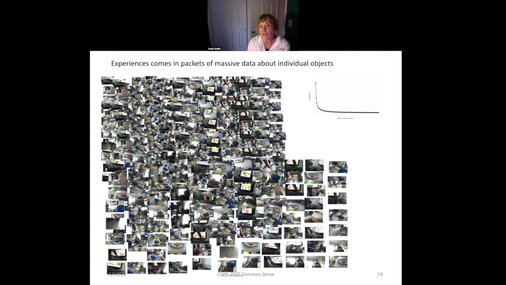And this is probably not unusual. What do you think some toddlers' view of their own shoes looks like in a day, or their teddy bear or blankie, or their mother? Massive amounts of data about a single object.